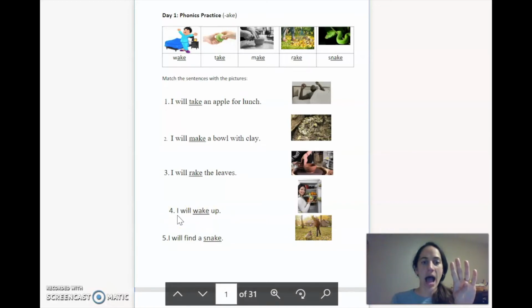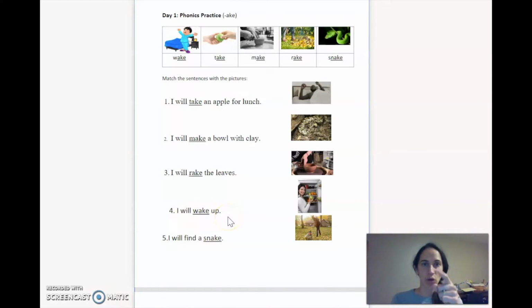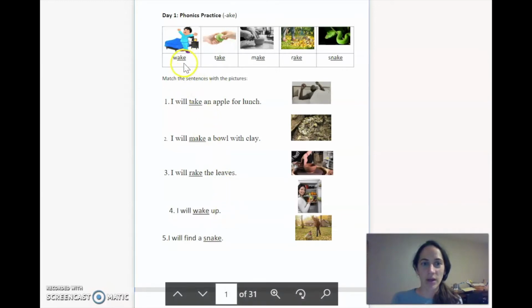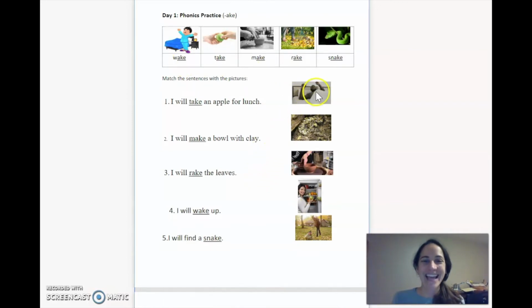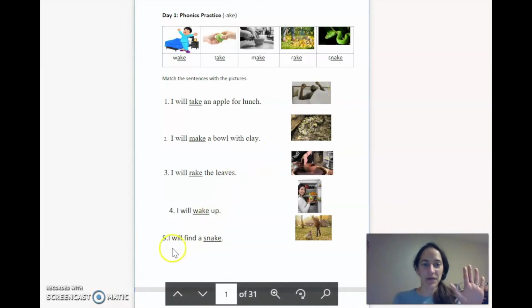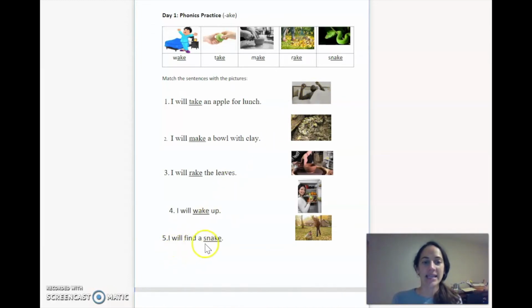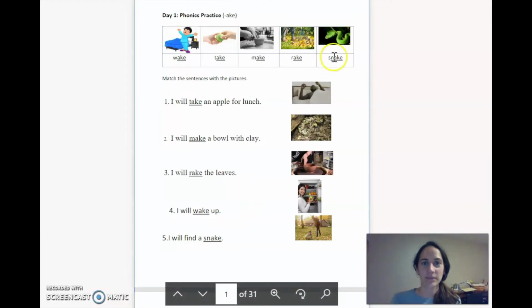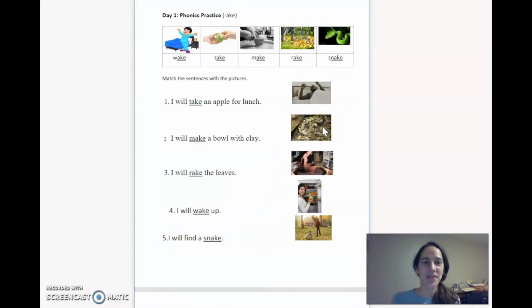Number 4. I will wake up. Your turn to read. Good. Which picture shows someone wake up? Very good. Number 5. I will find a snake. Your turn. Which picture shows a snake? Yes, I will find a snake. Good job using the letters A-K-E for the sound ache.